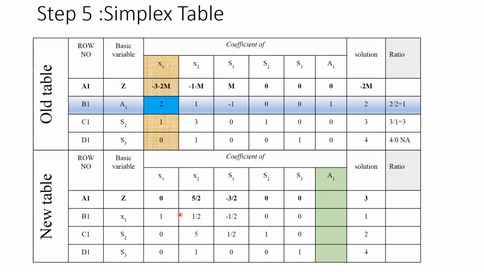Okay, half, minus half, 0 and 0, where your key row and key column coincide. This will be your key element. We will delete the A1 column because it is our outgoing variable. In most of the examples you find that your artificial variable will be deleted first. So now about the next part, after dividing the key element, in the next step what you have to do, you can see you have to convert all the -3 -2m and -1 -m, and all other values in the x1 column.